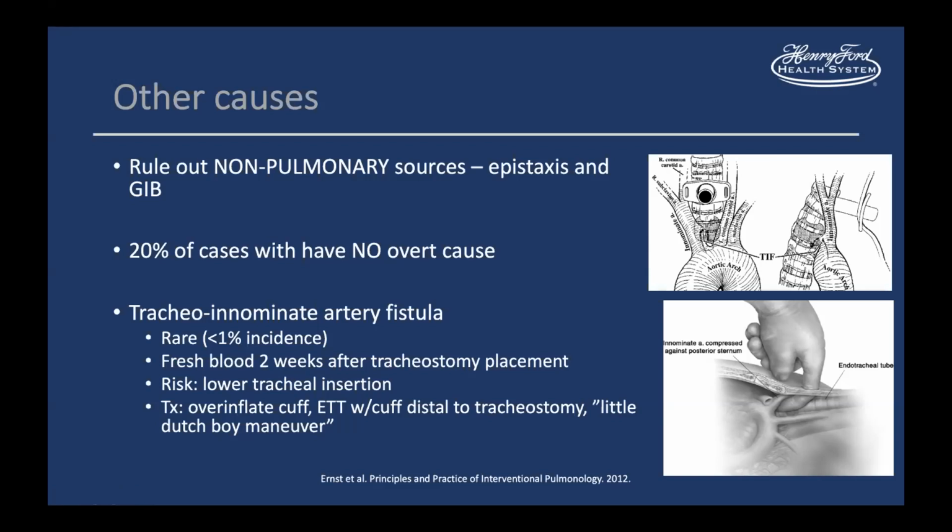And the ways that you can potentially manage them in an acute setting would include overinflating the cuff for the tracheostomy, taking the tracheostomy out and putting in a smaller ET tube with the cuff of the ET tube distal to the tracheal site, distal to the innominate artery, ideally. And then if it's a real emergency, this is called a little Dutch boy maneuver, where you essentially are trying to put pressure on the innominate artery. So you place your finger through the stoma and you pull up in an anterior downward direction to apply pressure to this artery to temporarily control the bleed. The issue with using this maneuver is obviously you're obstructing the airway, so you're eventually going to run into oxygenation issues. This is a surgical emergency. If it happens, you essentially have to take them to surgery right away.